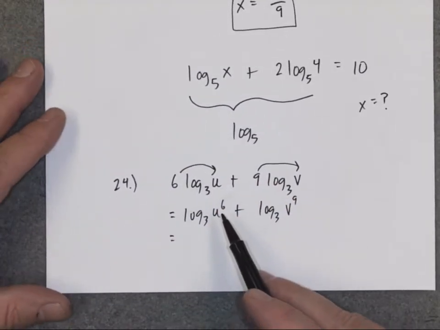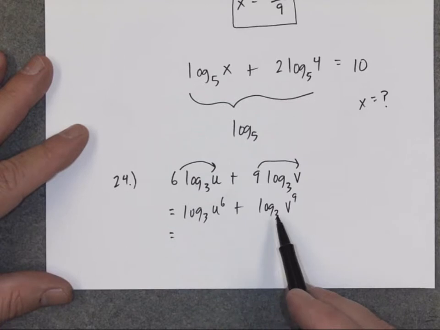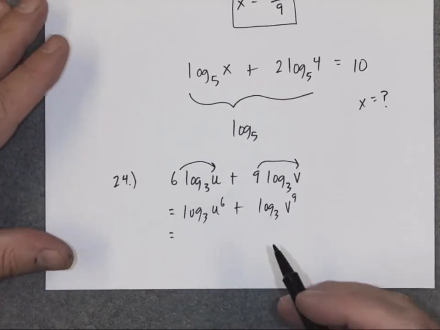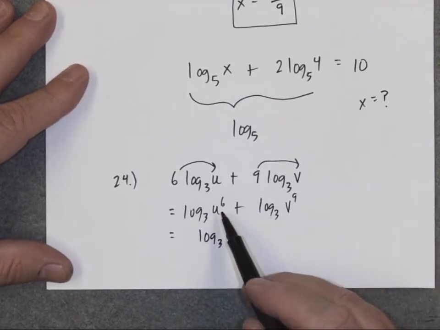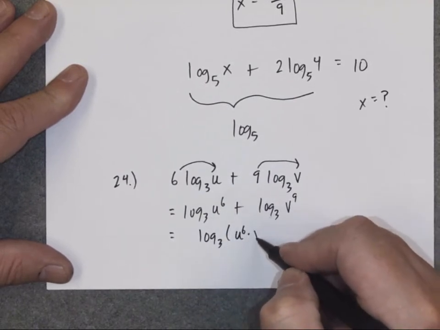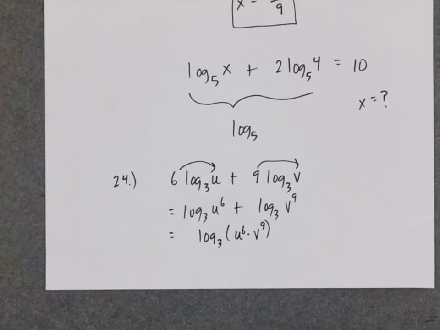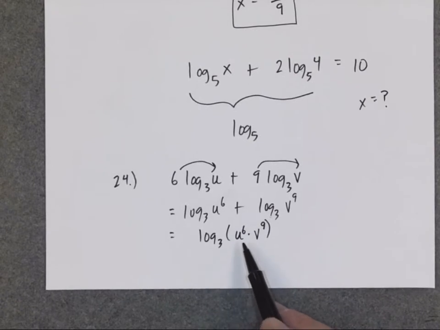So now I'm able to meet the 2 conditions: 2 logs, same base, no coefficients. I can now combine these into 1 log term. And because we're adding these, you simply multiply the stuff. So when you combine it into 1 term, you get log base 3 of u to the 6th times v to the 9th. That is all of problem 24. I'm sure you're thinking, well, you would love to have one of those on the test.